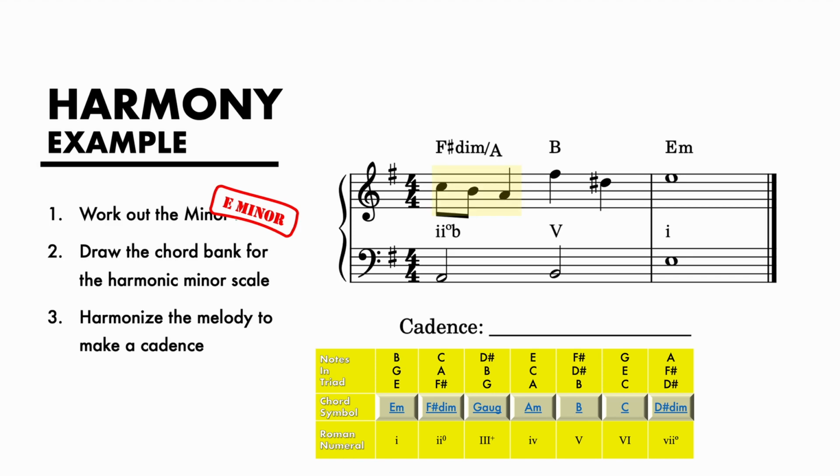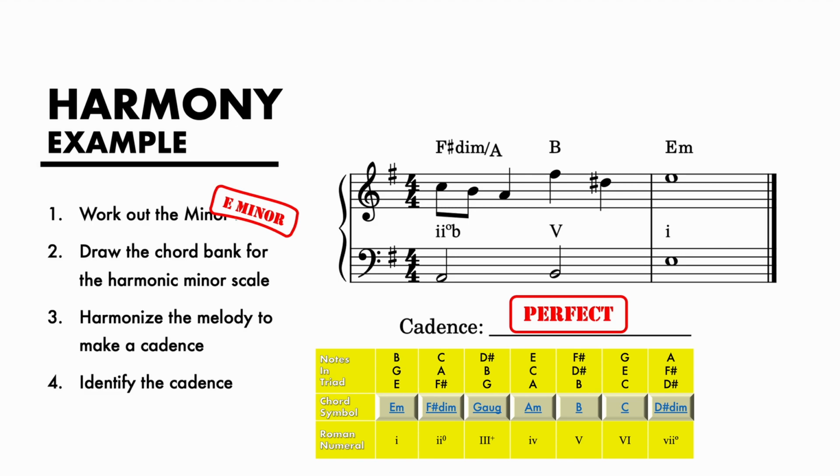The notes C, B passing note, and A fit into chord 2, F sharp and D sharp fit into chord 5, and then E fits our chord of 1. And this 5-to-1 cadence makes it a perfect cadence. You could have also used chord 4, which is A minor, and then gone A minor, B, and E minor.